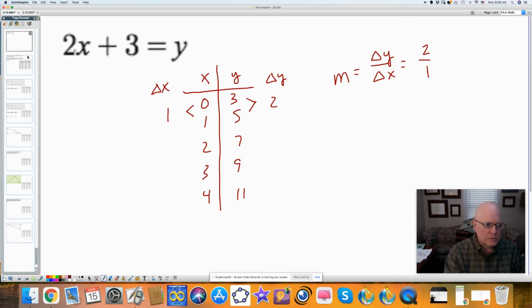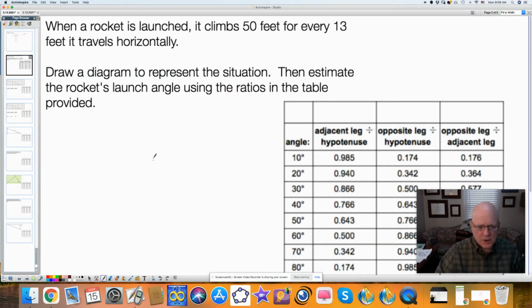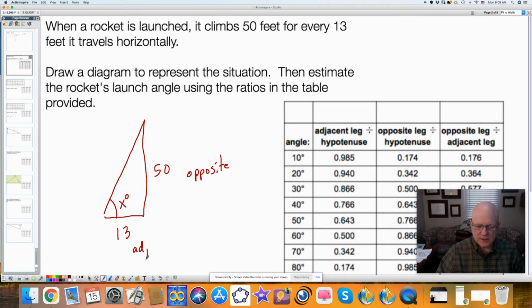On my whiteboard, I'm going to draw a picture. So this rocket's going off kind of at an angle like this. And if it's going up for every 13 feet horizontally, it's going up 50 feet. And from this angle, which is what we're looking for, we'll call this x degrees, I've got this side is the opposite leg, and this side is the adjacent leg. Now, the hypotenuse is still the hypotenuse, and it's adjacent, but it's not the adjacent leg. And I've got a ratio over here that I can use for opposite over adjacent leg.